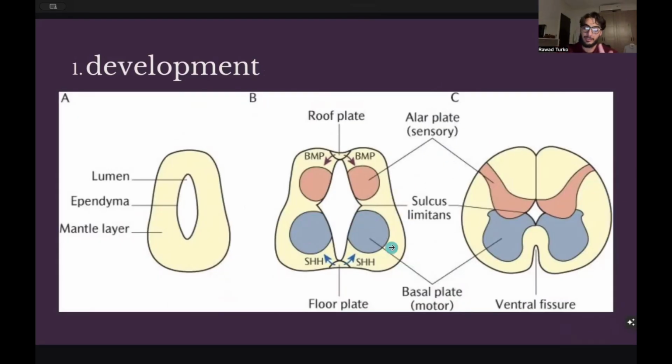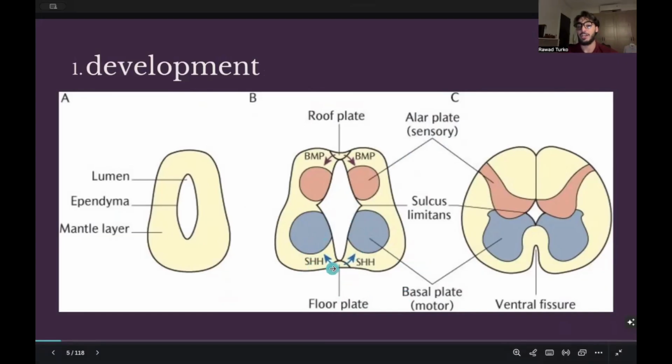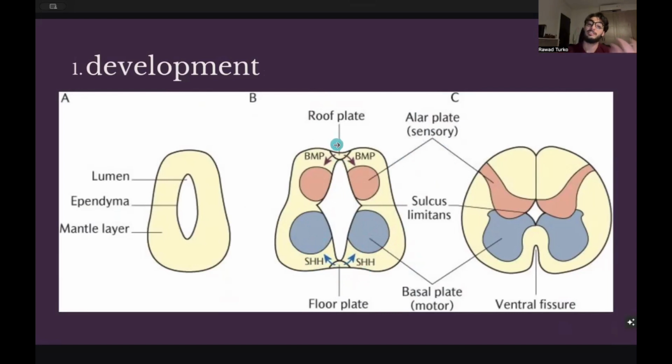plate. Okay. So again, we have the basal plate here, which is another word for the motor plate, and the alar plate, which is the sensory plate. Another important thing we have to know is that the formation of both these plates is through different signaling factors. So for the basal plate, it's through SHH, which is the sonic hedgehog gene. And then the alar plate, or the sensory plate, is formed through signaling of BMP, which is bone morphogenic protein.